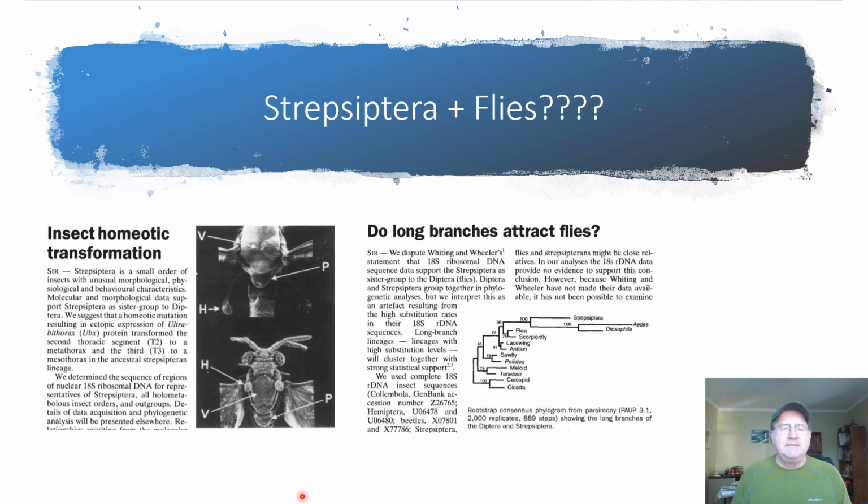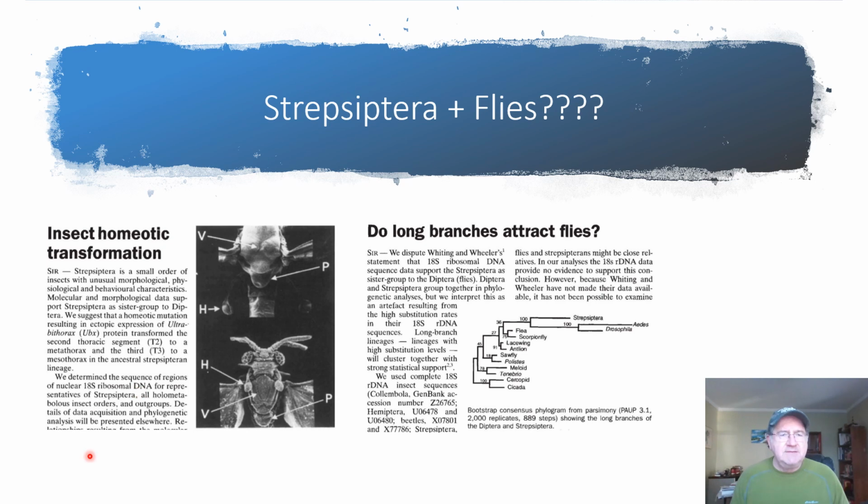In the early days of sequencing, they were looking at 18S ribosomal DNA. So it was still in such early days that they weren't doing dozens or hundreds or thousands of genes, but just doing one or two.